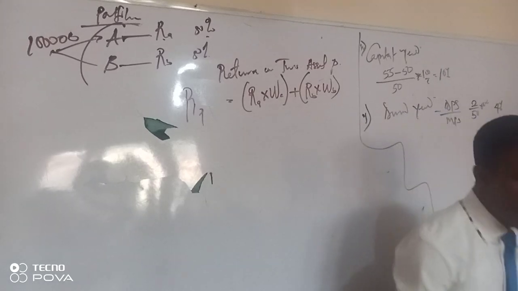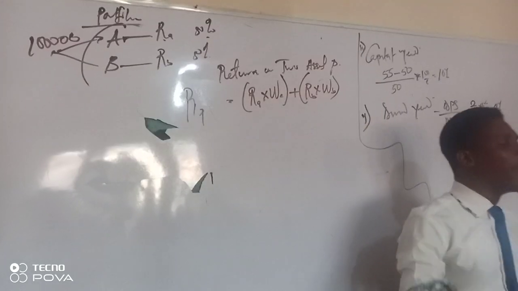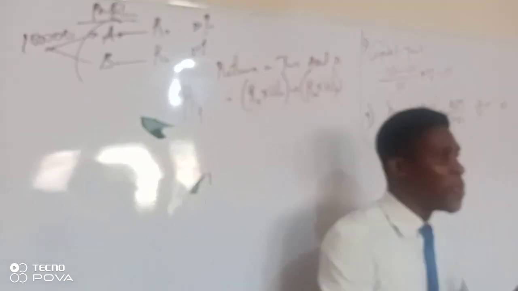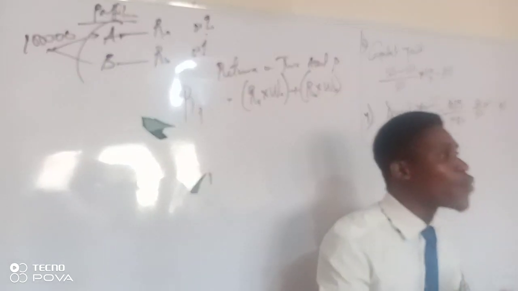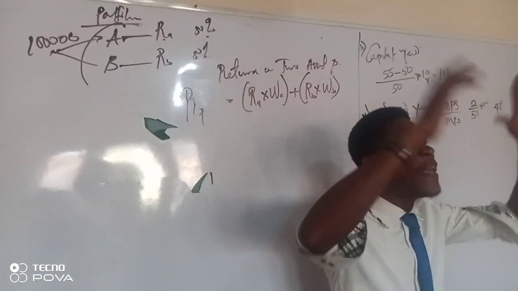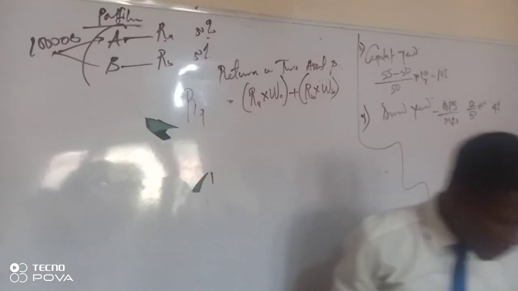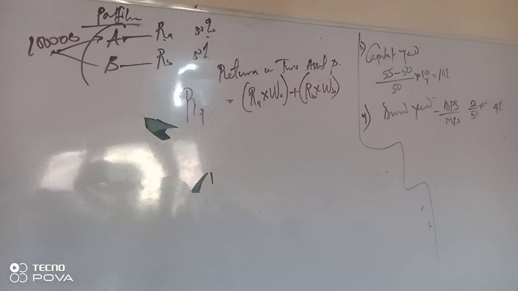So for any investment, whether it is a 2, 3, or 4 asset portfolio, what you are looking for is the weighted average of the return on the portfolio. That is the formula you are seeing on page 261. Example.